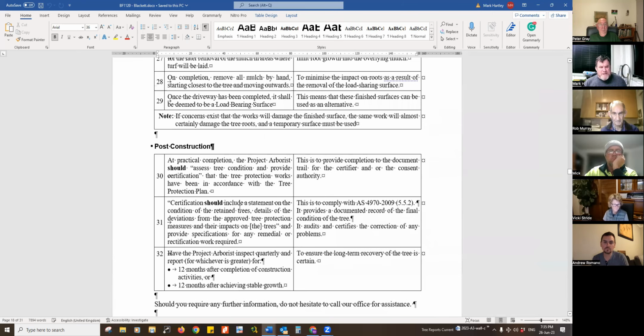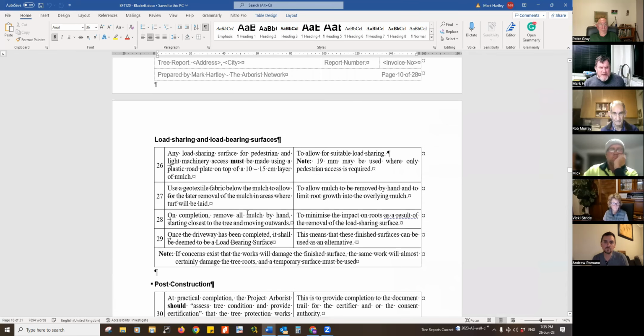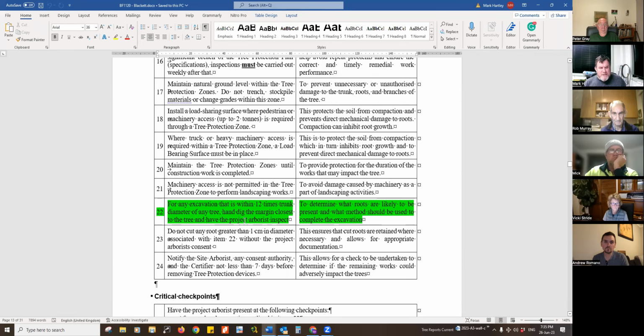For any excavation that is within 12 times trunk diameter of any tree, hand dig the margin closest to the tree and have the project arborist inspect. At that point in time, I can start making some decisions. You know, how much deeper do you want to go? How much area do you want to cover? It may be possible to retain those trees, and I'm forever amazed at how tolerant trees are, but I think it's pushing the limits. I think this is us back around.